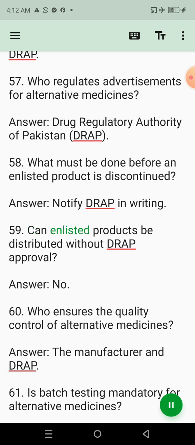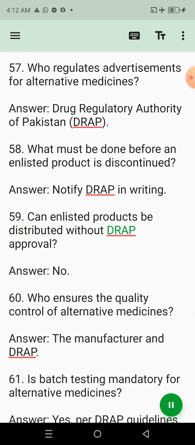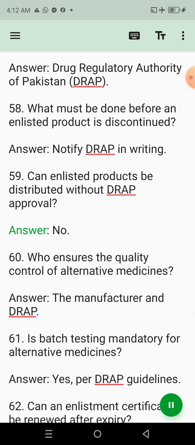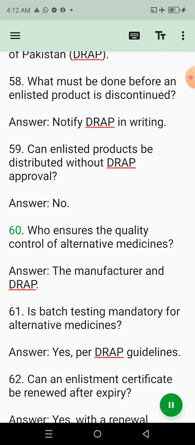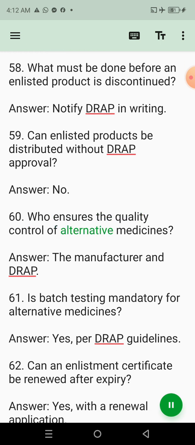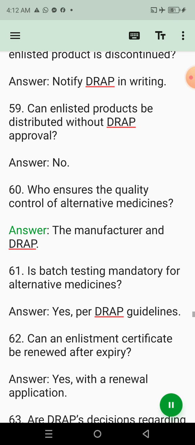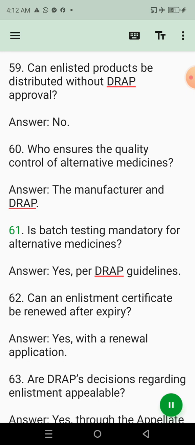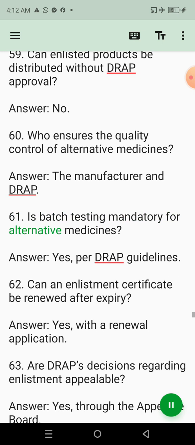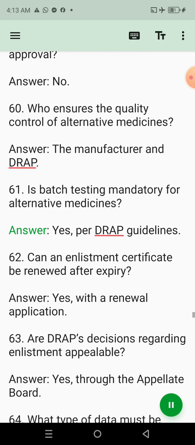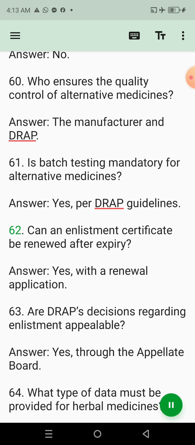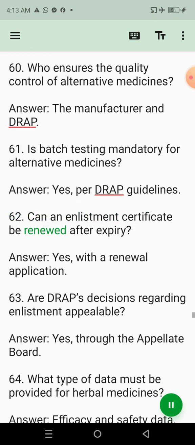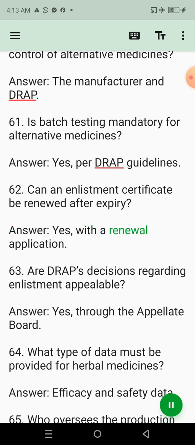59. Can enlisted products be distributed without DRAP approval? Answer: No. 60. Who ensures the quality control of alternative medicines? Answer: The manufacturer and DRAP. 61. Is batch testing mandatory for alternative medicines? Answer: Yes, per DRAP guidelines. 62. Can an enlistment certificate be renewed after expiry? Answer: Yes, with a renewal application.